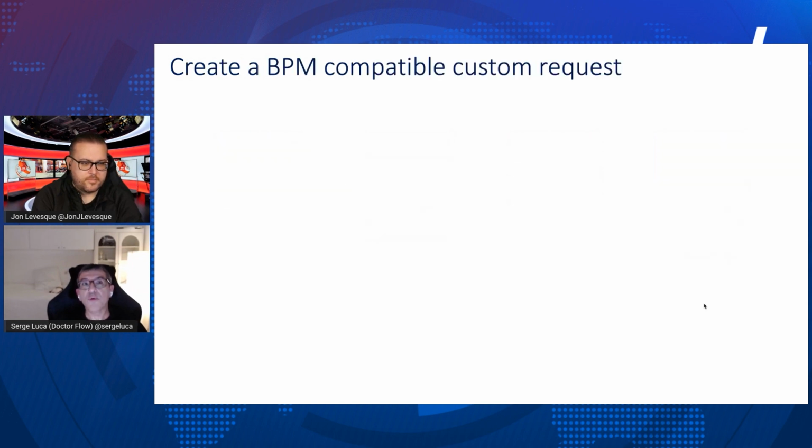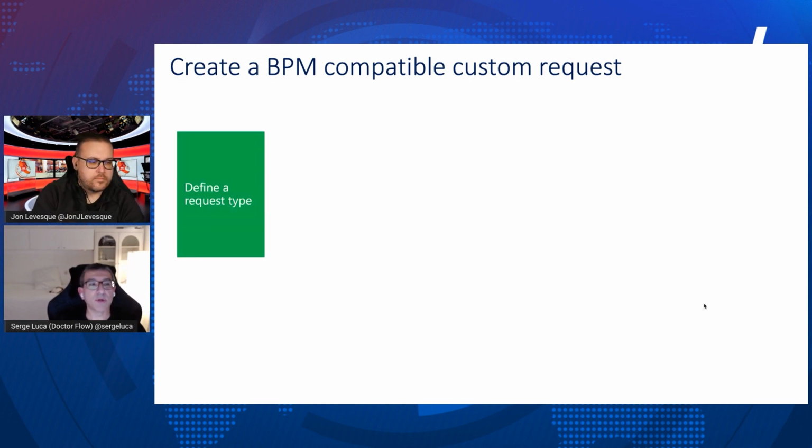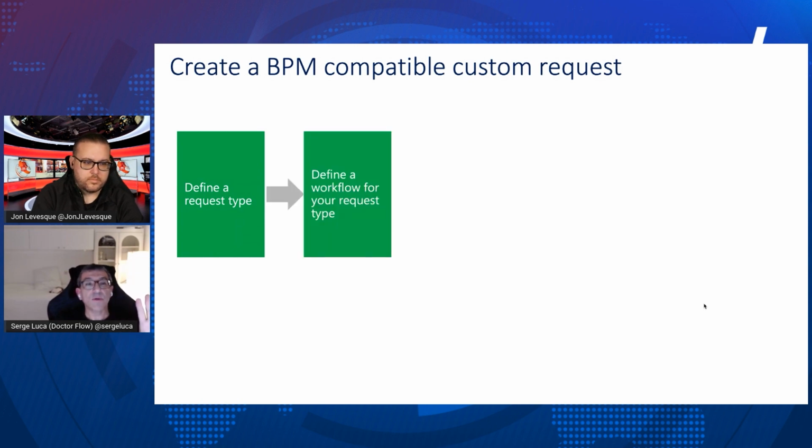And so if you want to create your own custom request compatible with the BPM toolkit, you need somewhere to define a request type. So you say in the SharePoint list, I want to define my request of type order somewhere. And then you have to design the workflow for your request. So in the SharePoint list, you specify the steps, the actors, the custom action that you want. Is it an approval?